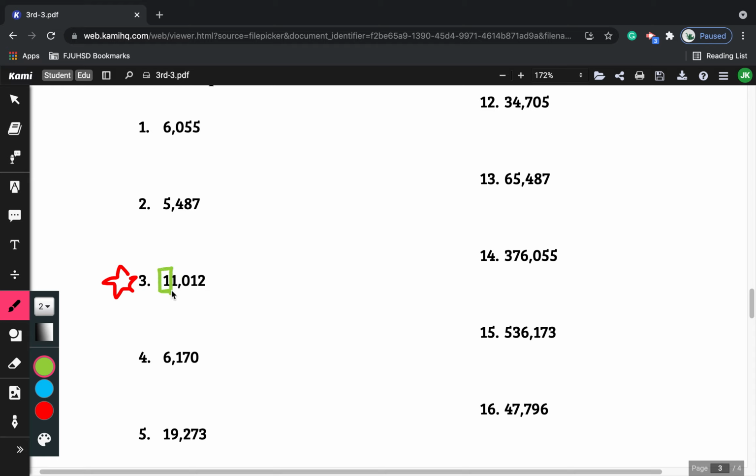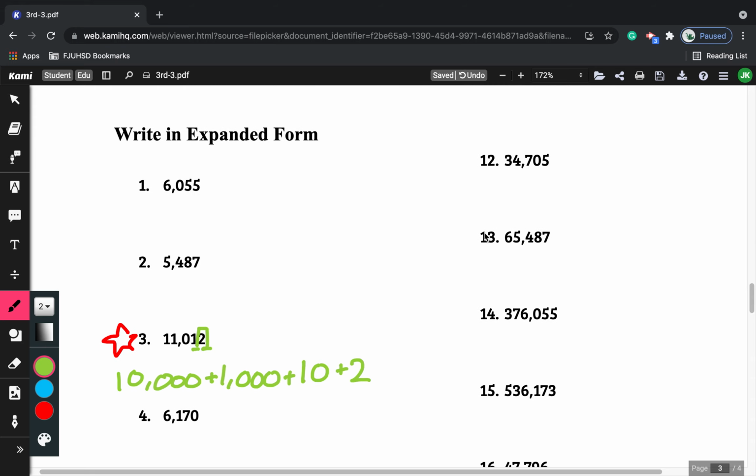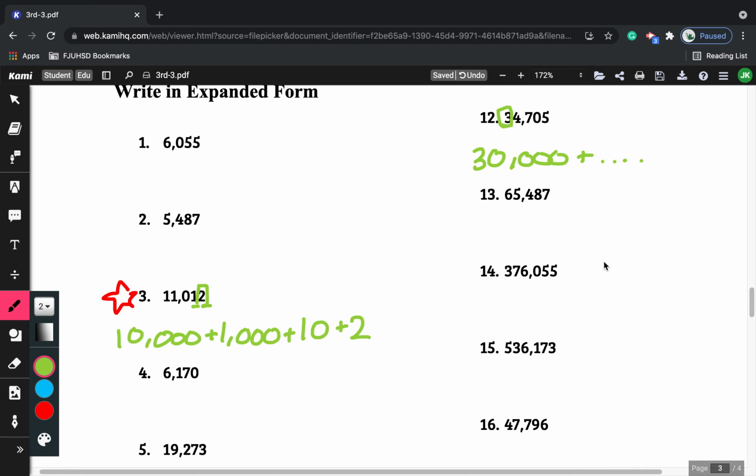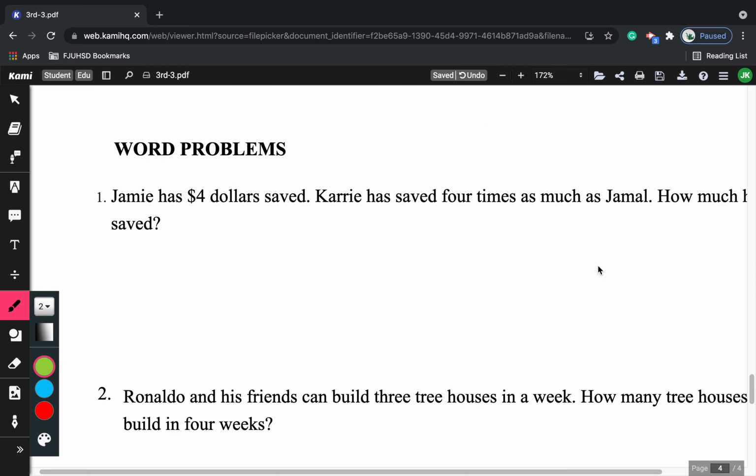This is in the ten thousands place, so this is 10,000 plus the second value is 1,000. For the hundreds value, it's just a zero, so just skip it. And then this is in tens, so that's just 10. And then 2 in the ones place. And that's it. For this one, same thing. But since 3 is in the 10,000s value, then it's going to be like that. And so on.